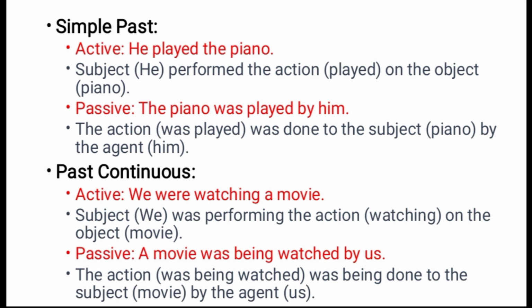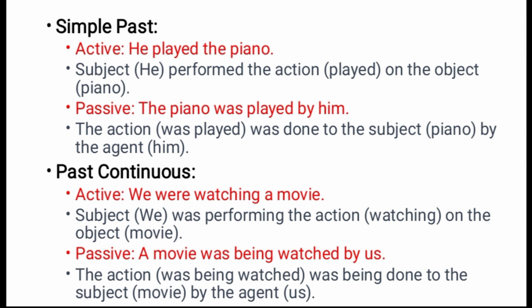In this slide, we will study the past family. The same procedure will be applied here and only the helping verb will be changed. First of all, you have to keep in mind that in the past family, was and were are used. Was is used for singular subject and were is used for plural subject. Now look at this example. He played the piano. He is the subject, played is the verb, and the piano is the object. When converted to the passive voice, the piano will become the subject, he will become the object, and the third form of played will be used, which is also played. As the piano is singular, was is used here, and he is converted to him.